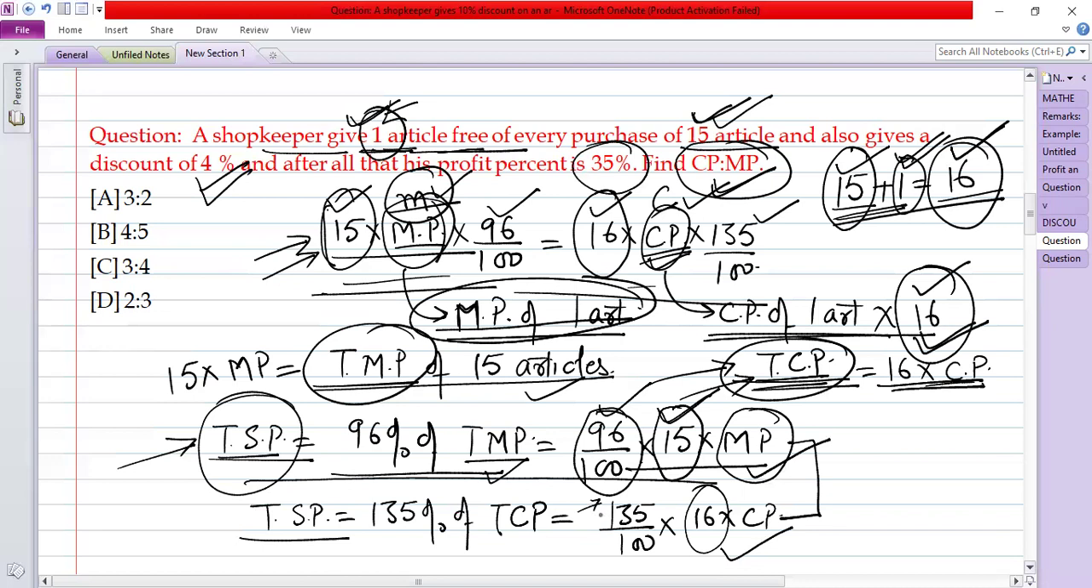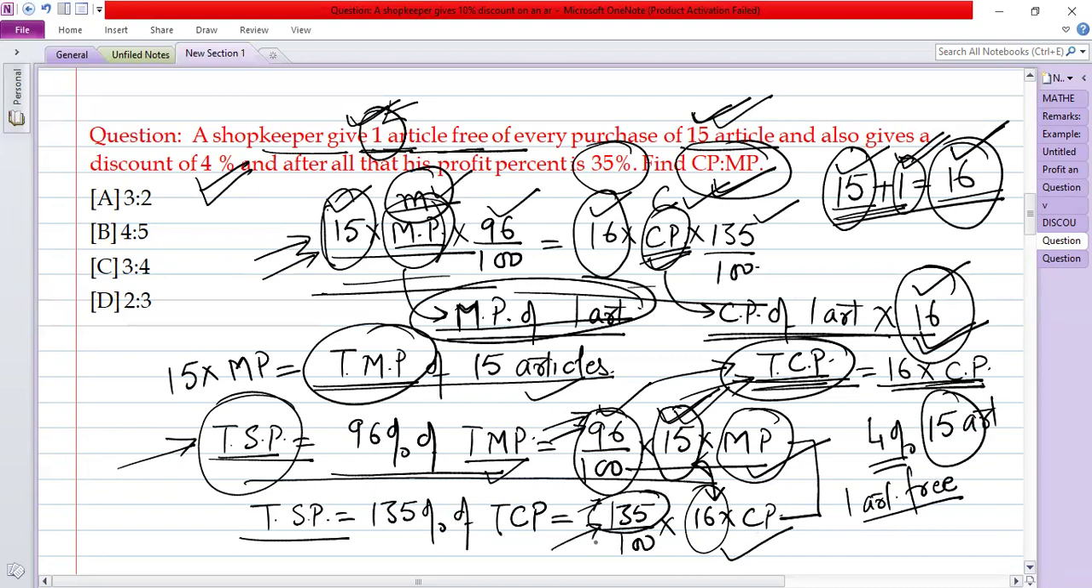It simply means that even after giving a 4% discount on 15 articles and also giving one article free, meaning even after two types of discounts, what two types? One is the 4% discount on 15 articles, and the other is one article free. Even after this much discount, the shopkeeper is having a 35% profit. So that's why we can equate them.